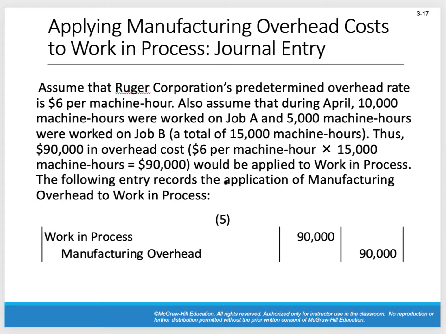We got to record it. Remember, we're applying overhead, so we got to put it into WIP. How do we get it into WIP? We get it into WIP with the debit. So we're going to increase WIP with the debit, because remember, left side's the debit side, right side's the credit side, okay? And we're going to credit manufacturing overhead account to get it out of manufacturing overhead and into the WIP account.